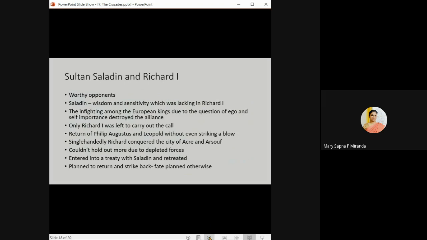Now, Richard was pitted against Sultan Saladin. So they were worthy opponents, and Saladin was quite wise and quite sensitive. And these were the qualities which were lacking in Richard the First. And also there was infighting among these European kings due to the question of ego and self-importance. So this destroyed the alliance.